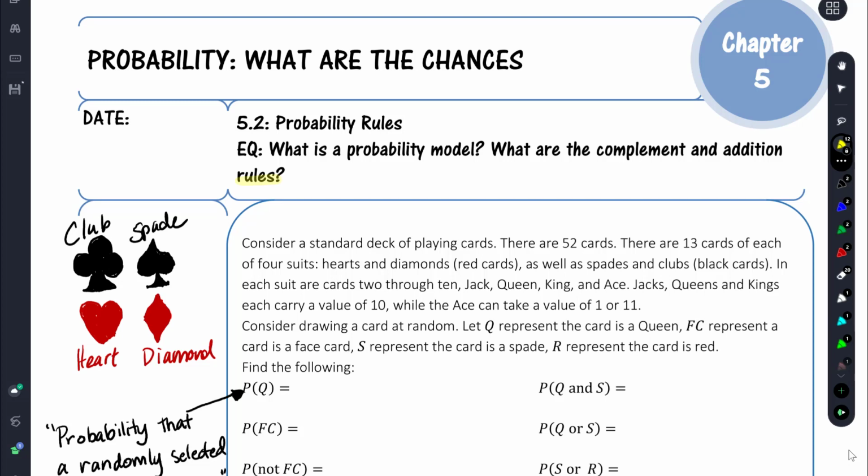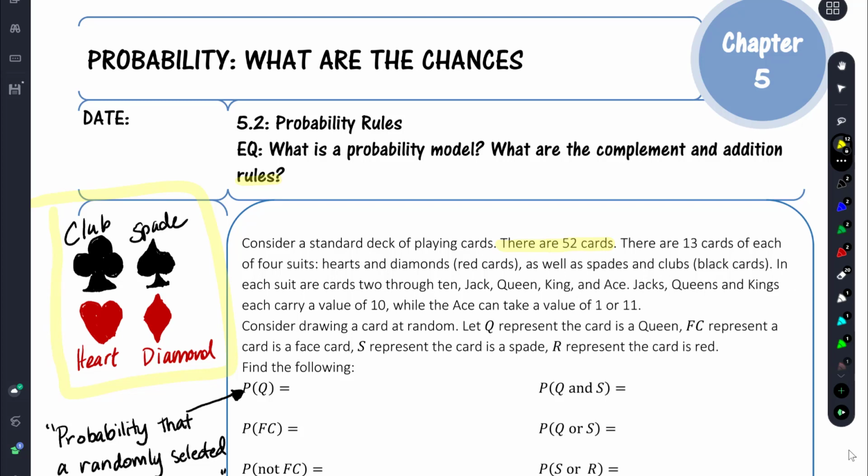And we're going to jump into that with an example, a pretty classic one, dealing with a standard deck of cards. So let's go ahead and consider a standard deck of playing cards. In total, there are 52 cards, 13 cards of each of 4 suits. Those are clubs, spades, hearts, and diamonds. The red cards are your hearts and diamonds, and the black cards are your spades and clubs.